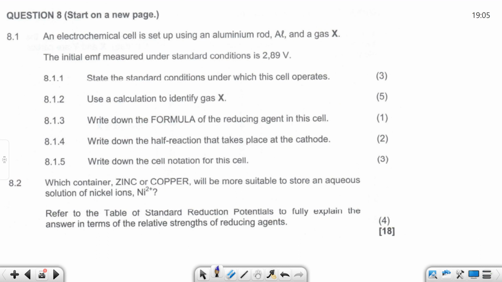Please get your electrochemical tables out. I don't want to switch in. Get your electrochemical tables out quickly. You need to find me answers here. Leslie, your question. I need to move to the next one. An electrochemical cell is set up using an aluminum rod and a gas. The EMF, guys, once I see EMF, okay, we're moving. Once I see EMF, what am I talking about? It's a galvanic cell. All right?